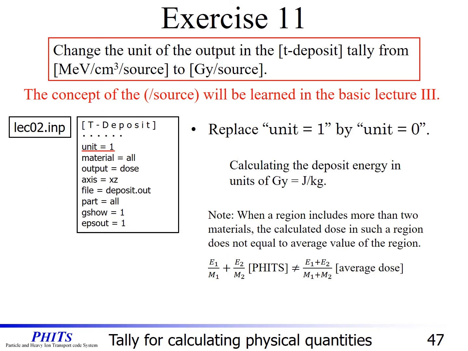Let's start exercise 11. The aim of this exercise is to change the unit of the output in the deposit tally section from MeV per cubic centimeter per source to gray per source. Please replace unit equals 1 by unit equals 0. It should be noted that when a region includes more than two materials, the calculated dose in such a region does not equal the average value of the region.